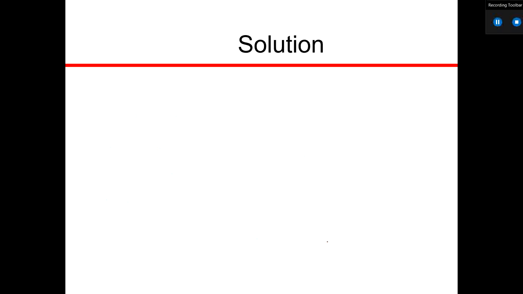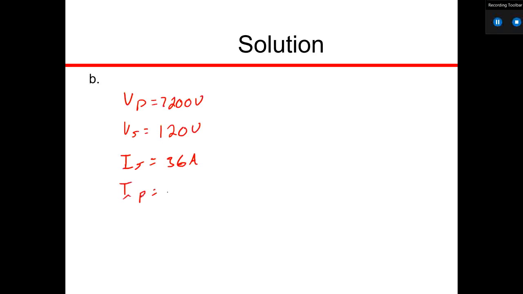The next part of that question was looking for the current in the primary coil. Let's see what we have. We now know that the voltage in the primary was 7,200 and the voltage in the secondary, we just learned, was 120. We were given that the current in the secondary is 36 amps, and we're asked to find the current in the primary.